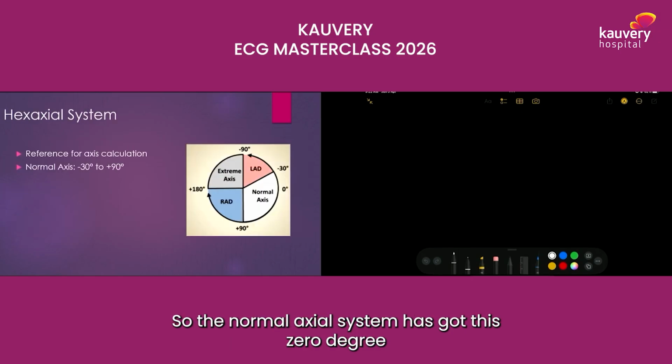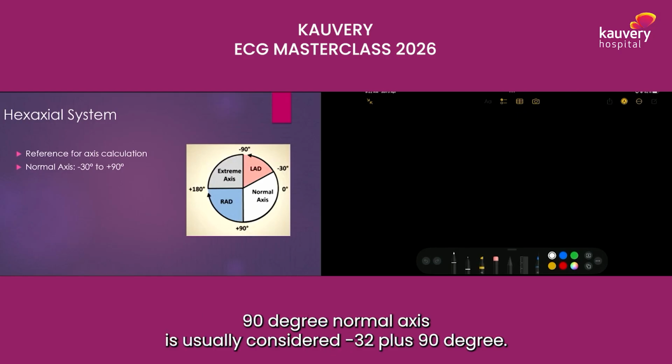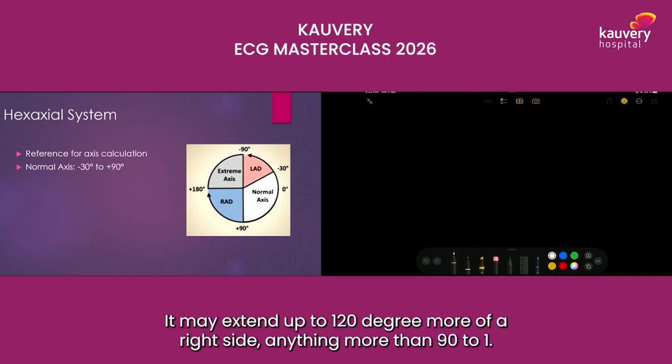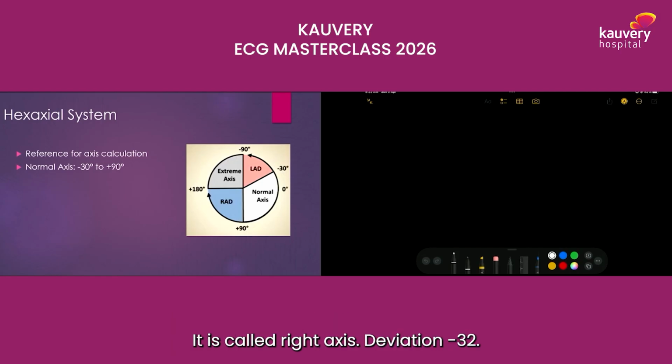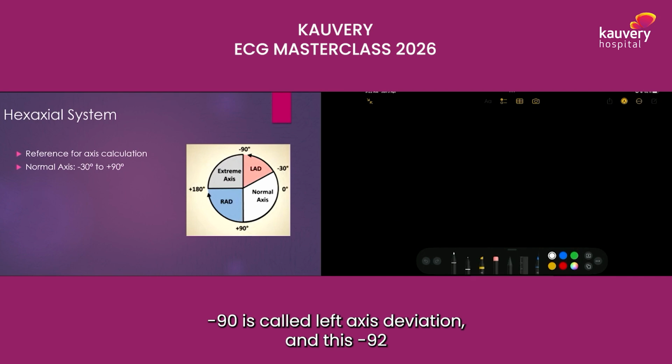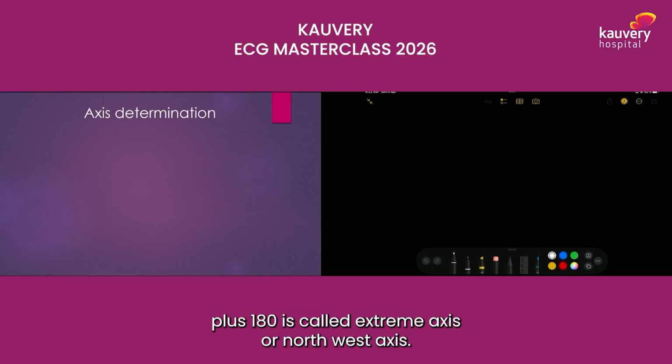So the normal hexaaxial system has this 0 degree, 90 degree. Normal axis is usually considered minus 30 to plus 90 degrees. In children, it may extend up to 120 degrees, more toward the right side. Anything from 90 to 180 is called right axis deviation. Minus 30 to minus 90 is called left axis deviation. And minus 90 to plus 180 is called extreme axis or northwest axis.